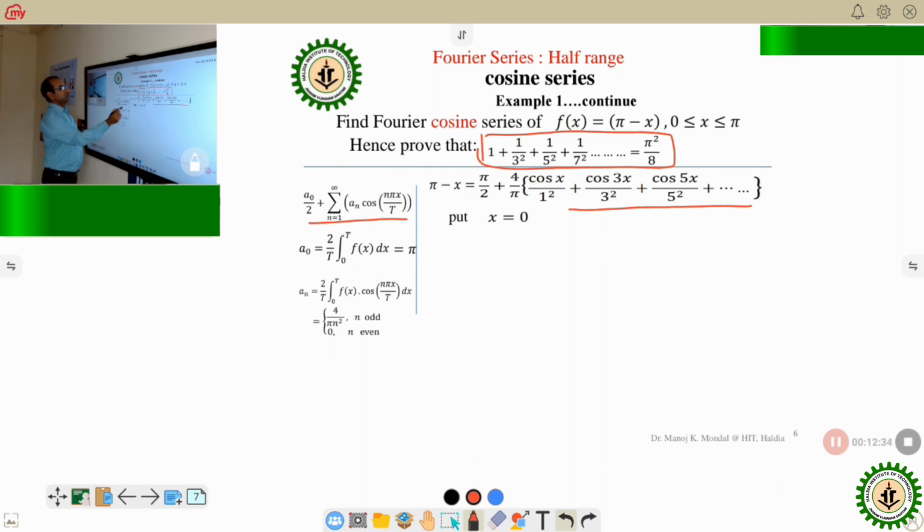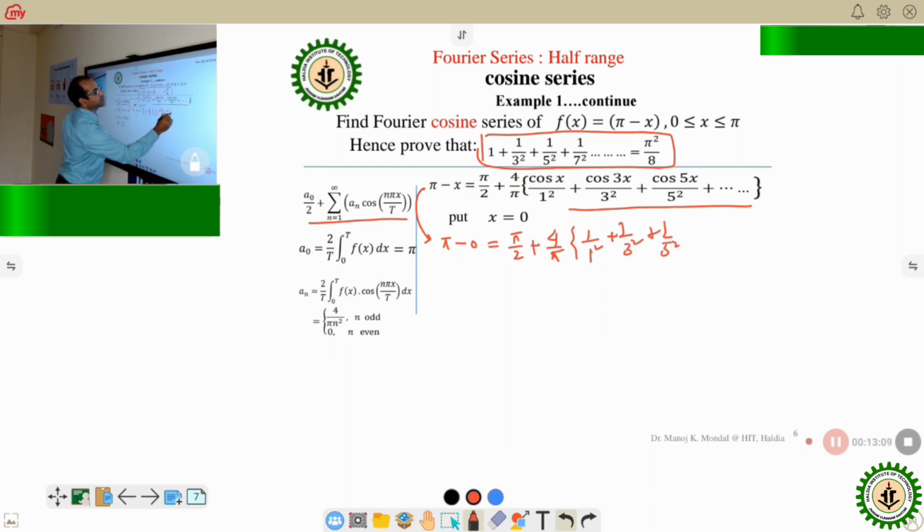So for this case, if I consider x equal to 0, then what happens? Put x equal to 0 in this case. It will be pi minus 0, which is equal to pi by 2 plus 4 by pi, cos 0 is 1, that means 1 by 1 square plus 1 by 3 square plus 1 by 5 square plus and so on.